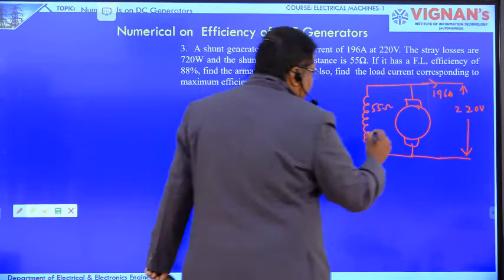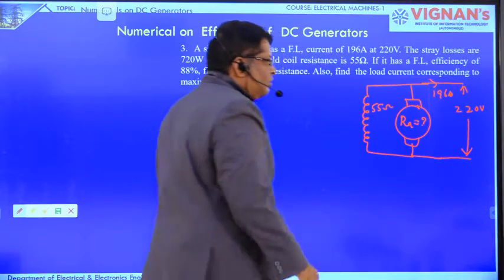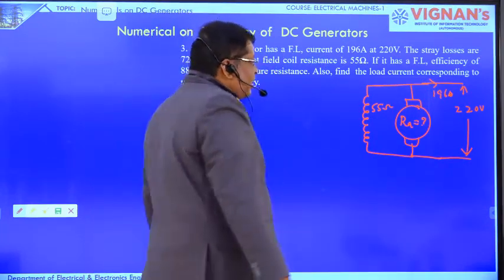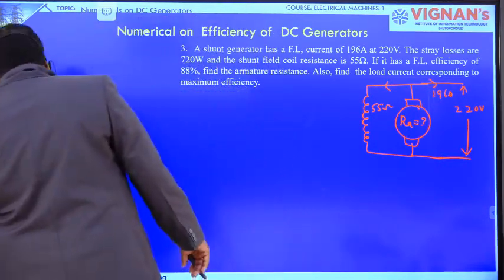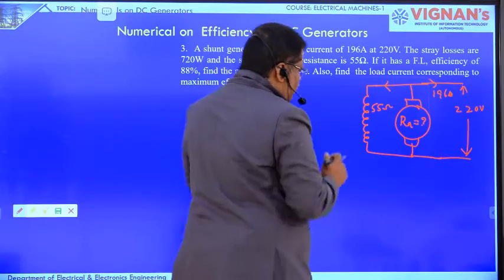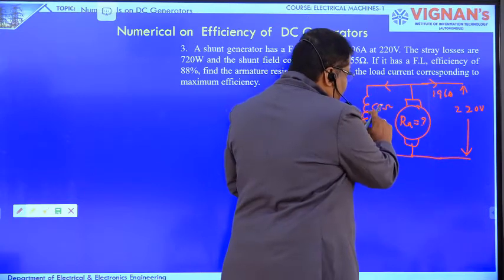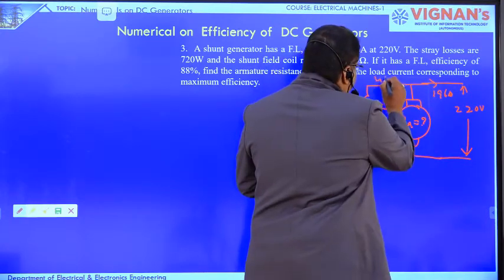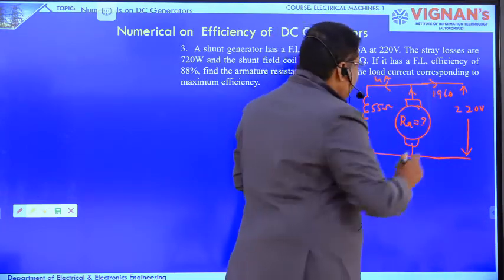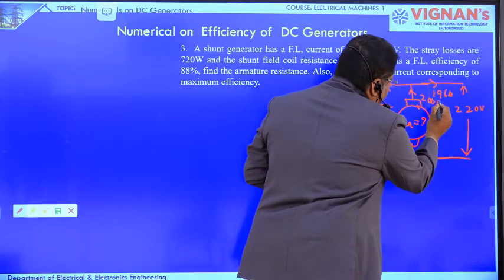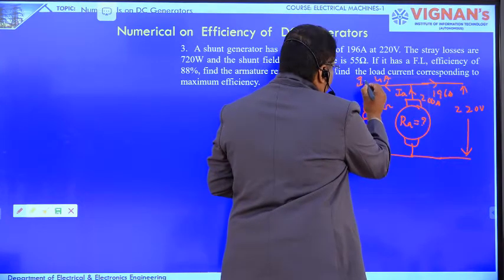Armature resistance is to be found. Shunt field current equals 220 divided by 55, that is, voltage across this branch divided by this resistance, which gives 4 amperes. Now the armature current equals this current plus this current, nothing but 200 amperes. This is IA. This is ISH, shunt field current.